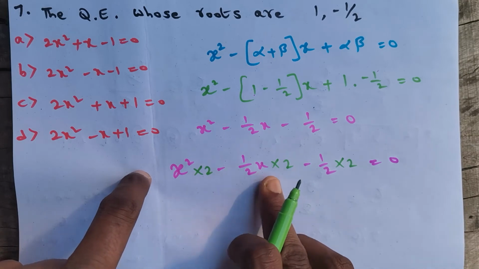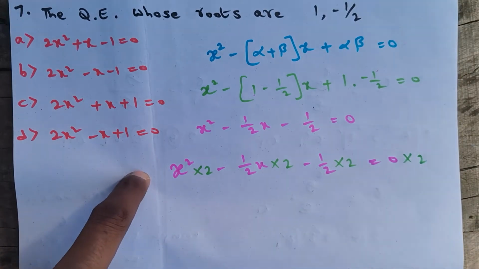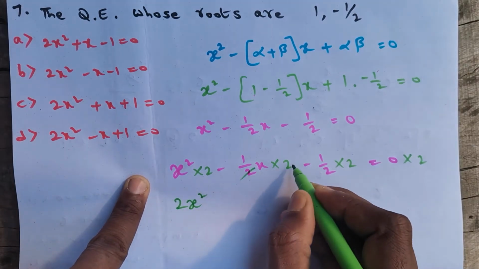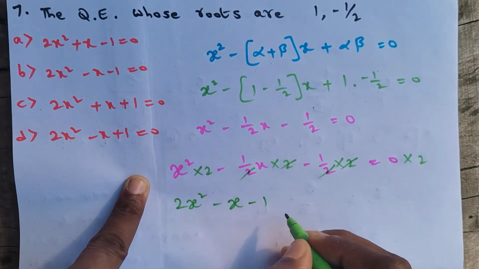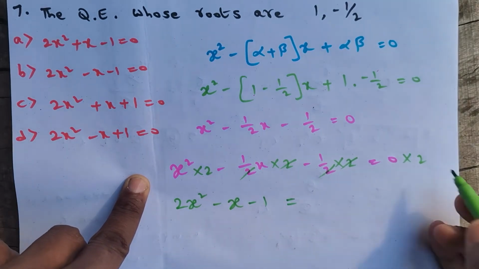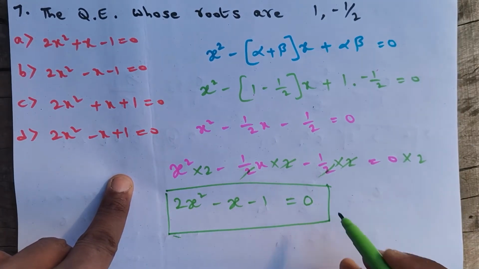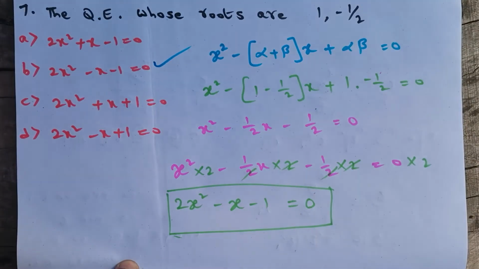Here left side I am multiplying every term by 2, so right side also we need to do the same. X square into 2 is 2x square. Here 2 cancel, so we remain with minus x. 2 cancel, we remain with minus 1 is equals to 0 into anything, 0. So the required quadratic equation is 2x square minus x minus 1 is equals to 0. So option B is the correct option.